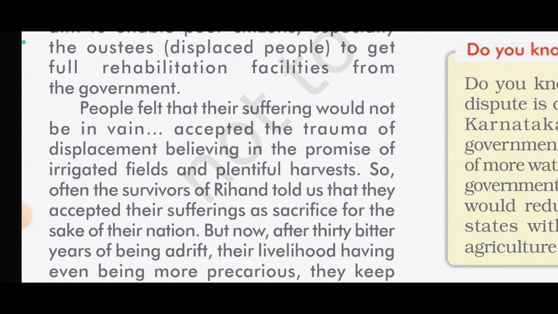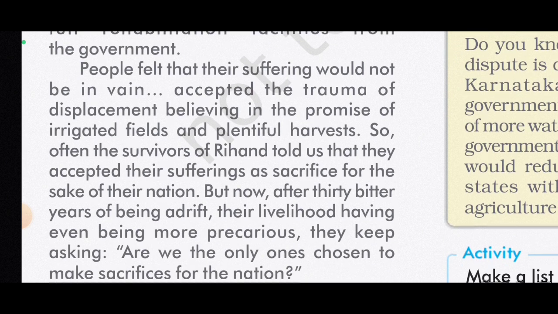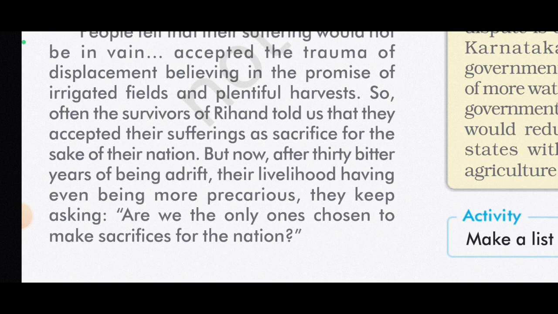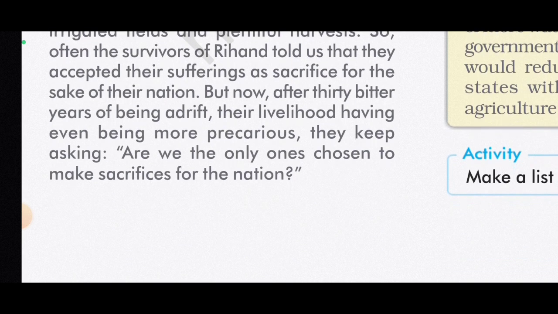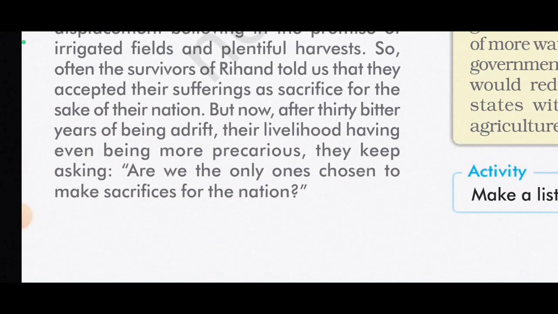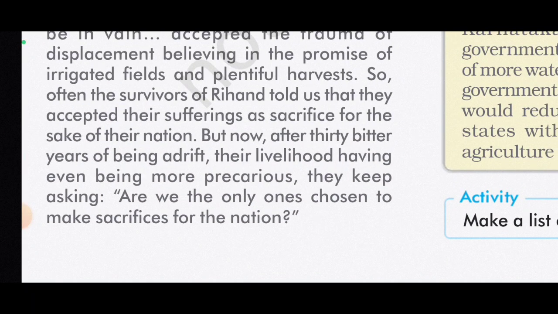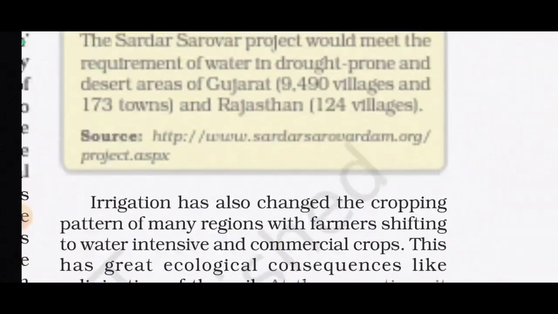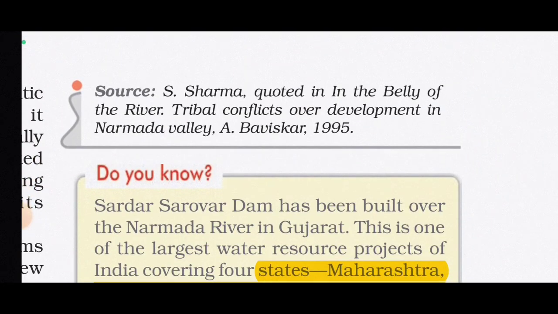People felt that their suffering would not be in vain, accepted the trauma of displacement, believing in the promise of irrigated fields and plentiful harvests. So often the survivors of Rihand told us that they accepted their suffering as a sacrifice for the sake of their nation. But now, after 30 bitter years of being adrift, their livelihood having even been more precarious, they keep asking, are we the only ones chosen to make sacrifices for the nation? तो हालत बहुत बुरी है.